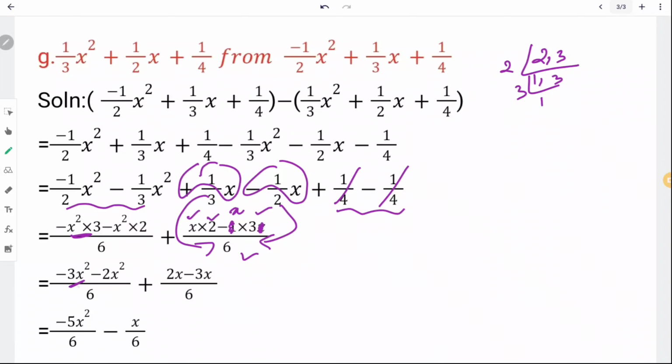All right, once we're done with that, multiply this: minus x squared into 3, I'm going to get minus 3x squared. Then once again minus x squared into 2, I'm going to get minus 2x squared. Then x into 2, 2x, right? Then x into 3, I'm going to get minus, because remember minus is there. Okay, minus x into 3, I'm going to get minus 3x.